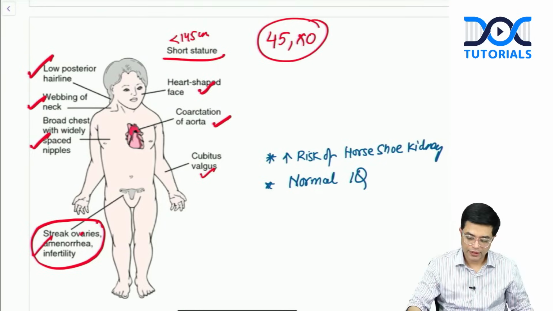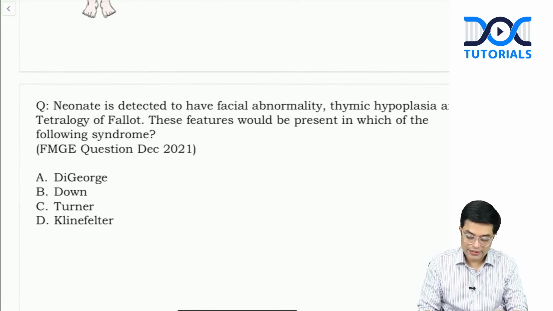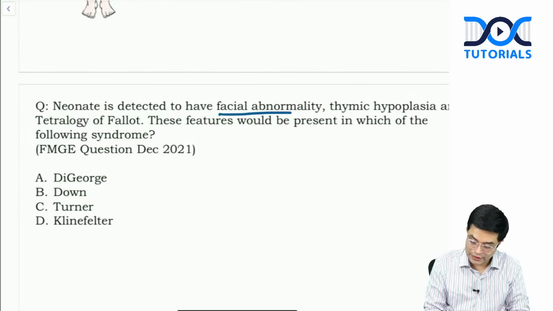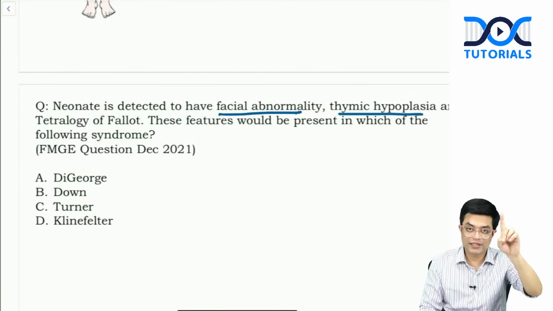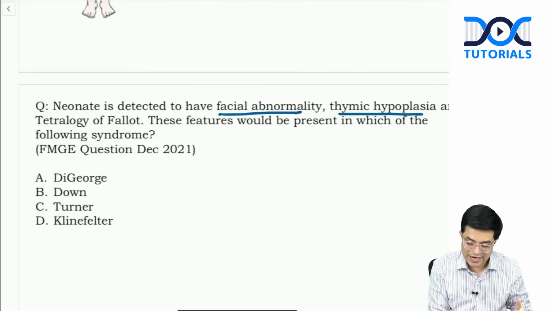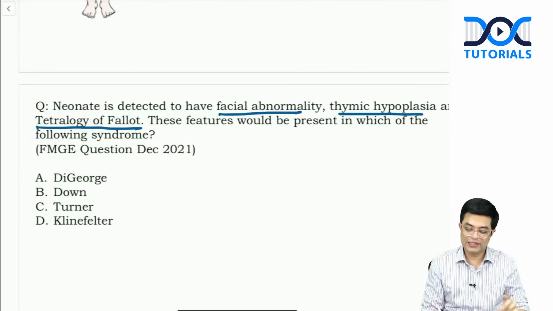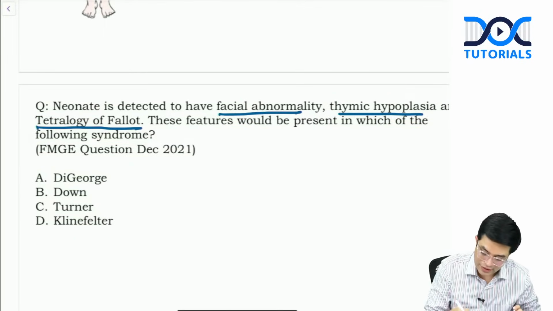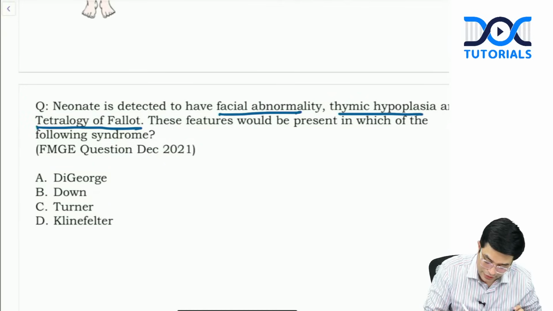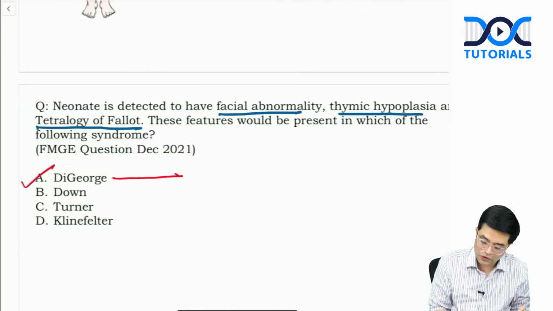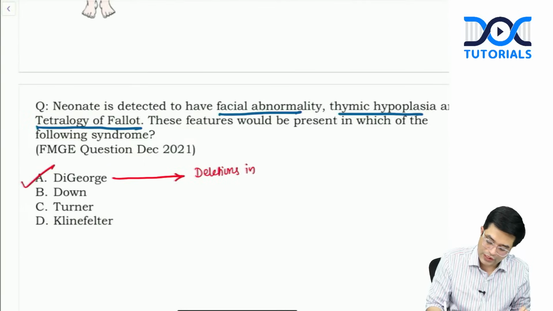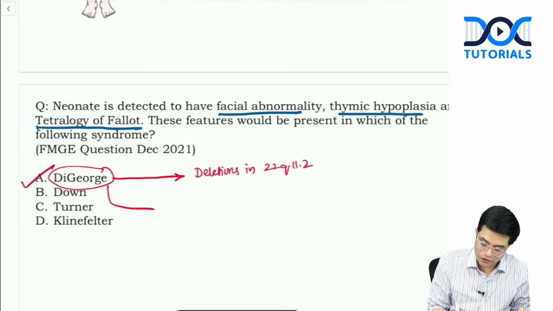Next question, neonate is detected to have facial abnormality, thymic hypoplasia, thymus नहीं बना तो T cell deficiency होगा, and tetralogy of Fallot, so heart disease होगा. These will be present in which of the following? It's a one-liner: DiGeorge syndrome. DiGeorge syndrome arises due to deletions in 22q11.2.